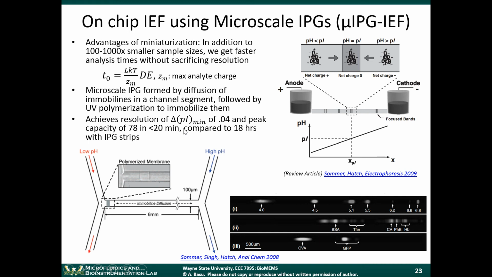So the advantage of miniaturization here is that, again, it's a time thing. The smaller the device is, the faster the proteins migrate. So in this case, the experiment took 20 minutes rather than 18 hours. The interesting thing is that you can get those faster analysis times without sacrificing the resolution.